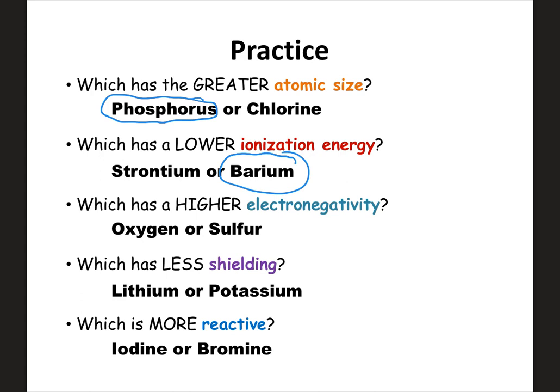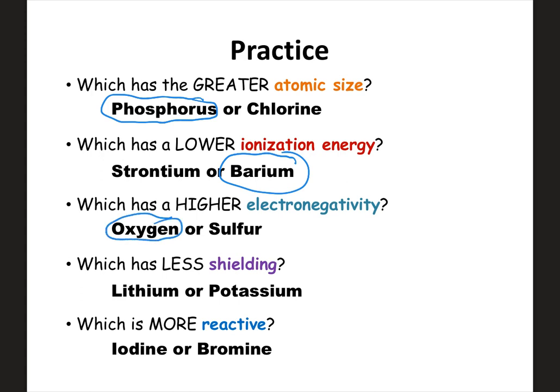So remember, as you go across, you're going to increase in terms of electronegativity, and as you go down, you're going to decrease. Well, oxygen and sulfur are right in the same column. Sulfur is a little bit down, it's right below it. So as you go down, it's going to decrease. So oxygen is going to have a greater ability to attract electrons here.